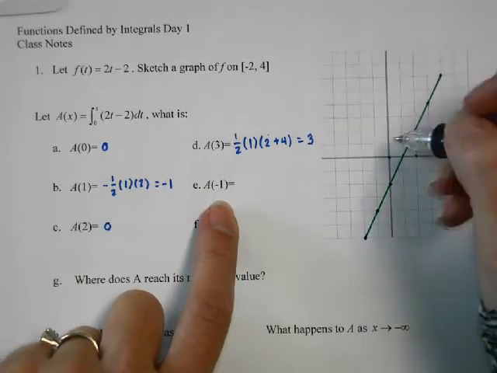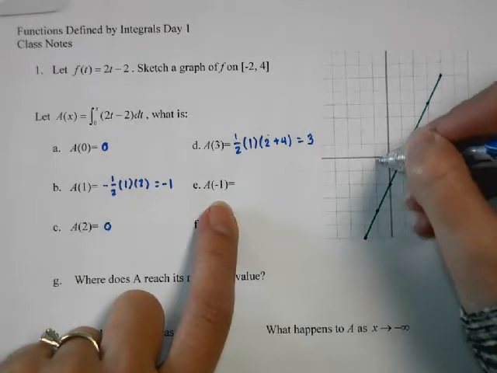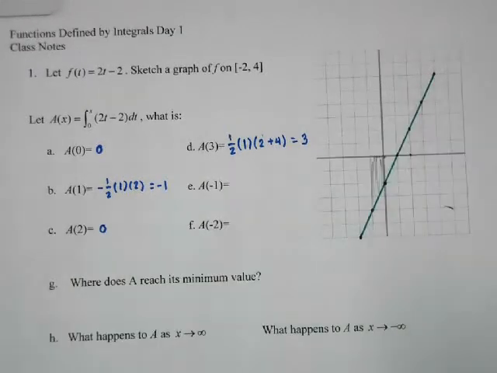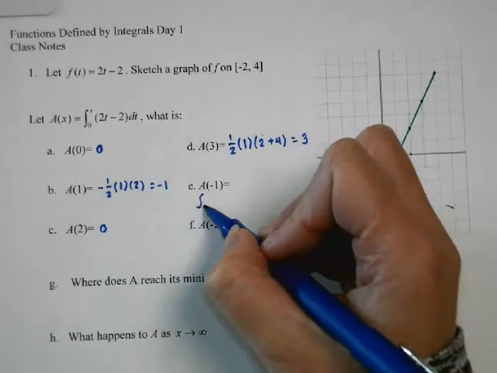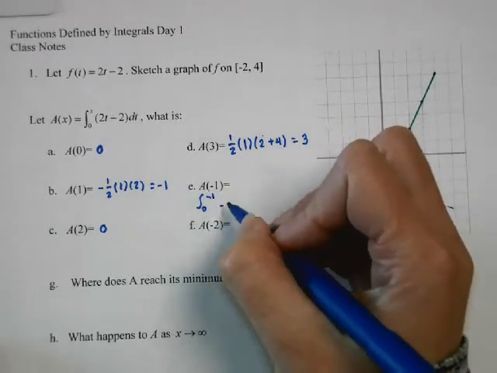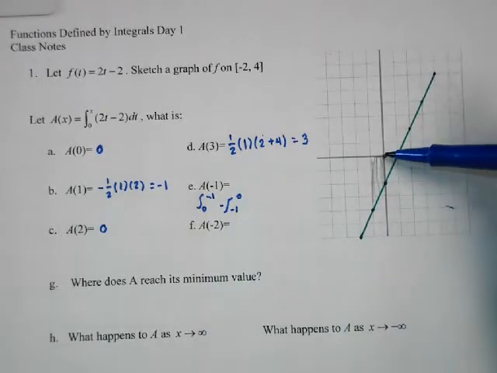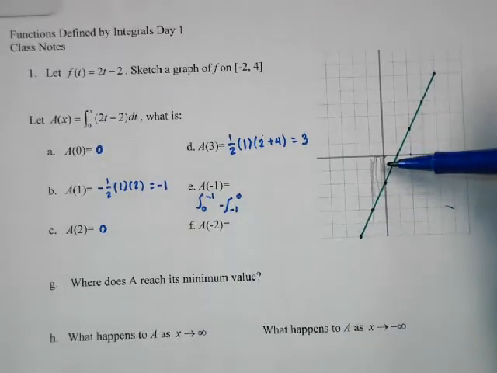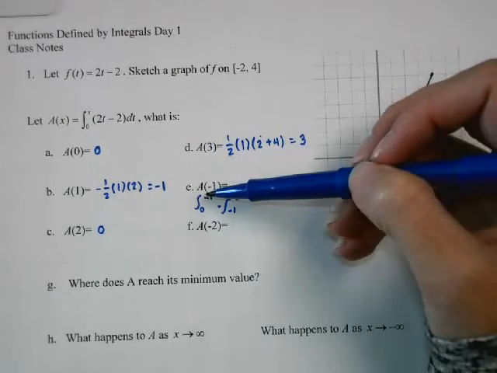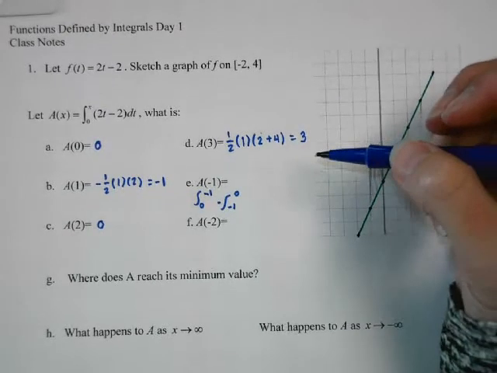Okay, we're looking at the integral starting at 0, going to negative 1. So that's going to be this area here. So two things to consider here. The integral from 0 to negative 1 is going to be the opposite of the integral from negative 1 to 0. So if I were to just do the integral from negative 1 to 0, that would give me a negative value. But since I'm going from 0 to negative 1, that's going to give me a positive value.